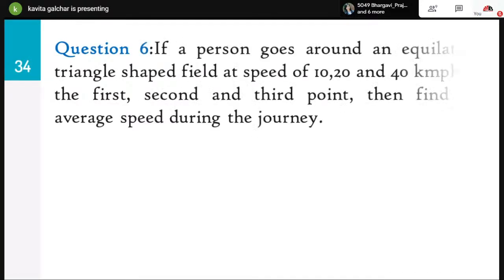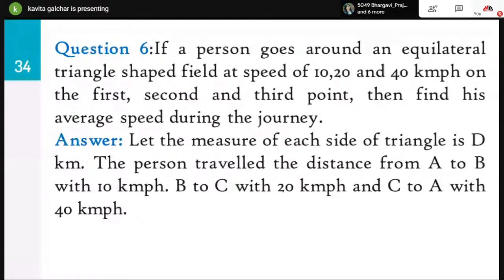Now suppose a person goes around an equilateral triangle shaped field at speeds of 10, 20 and 40 km per hour on the first, second and third sides. Find the average speed during the journey. What is given? They have given me the speed when traveling along the different sides, and it is an equilateral triangle, so all the sides of the triangle are the same. Then find the average speed. Let the measure of each side of the triangle be d kilometer.